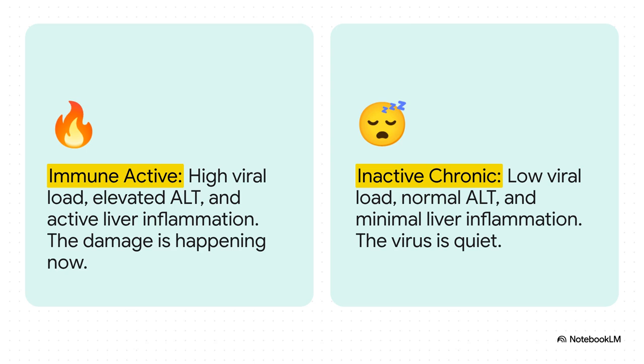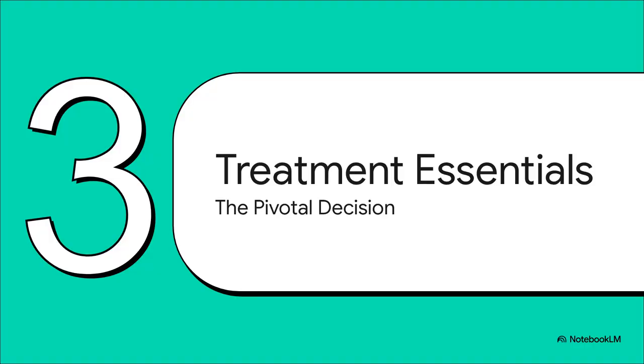You have to compare that to the inactive, chronic phase. This is when the immune system has kind of gotten the upper hand. The viral load is low and the liver is quiet. And that distinction right there leads us directly to the single most important question we have to answer for our patients. Who do we actually need to treat? And when do we pull the trigger?